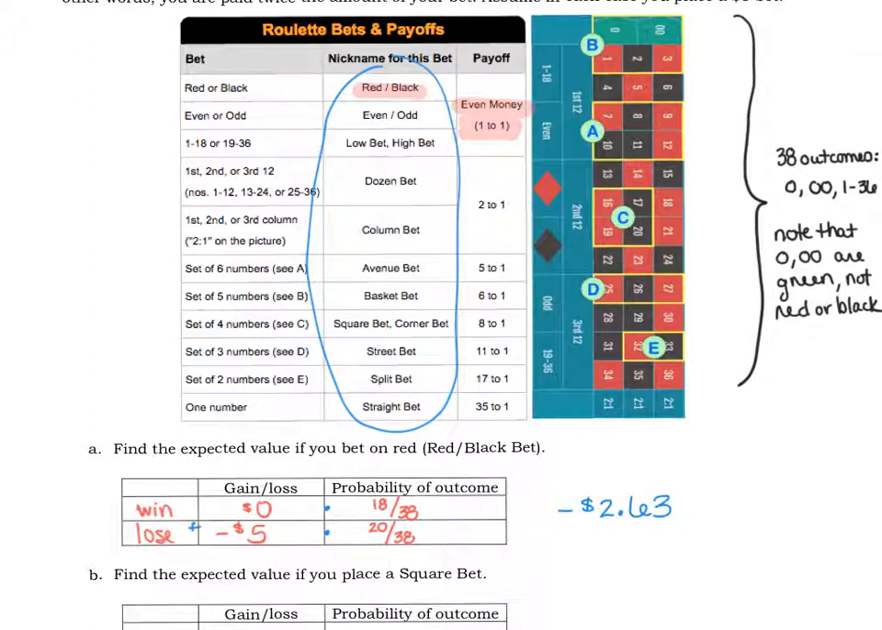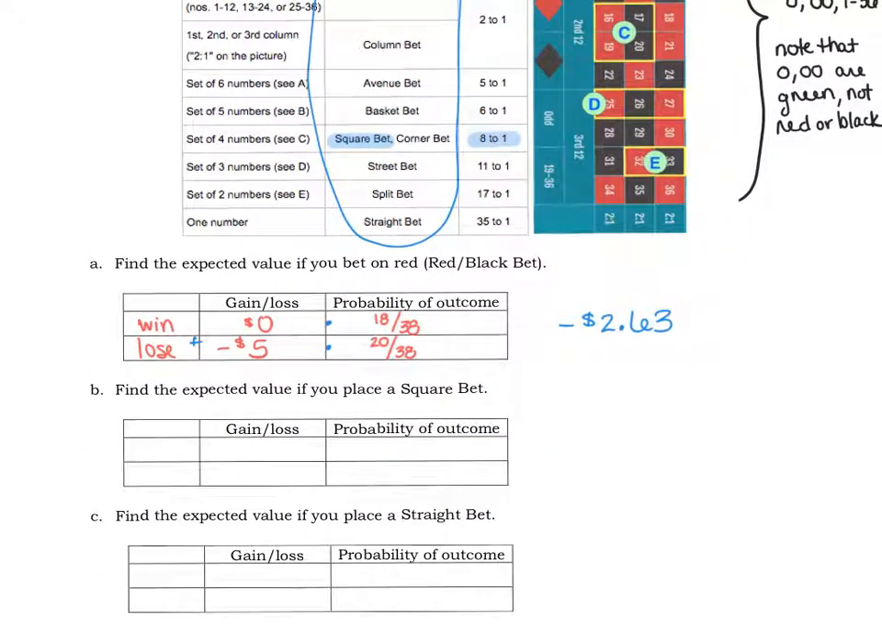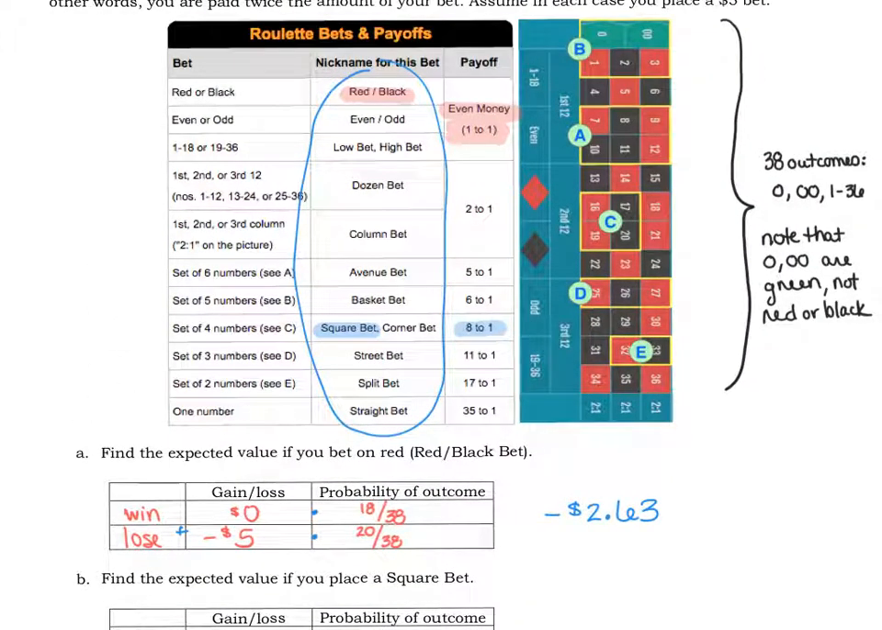Okay, the next one, we're going to look at placing a square bet. So square bet is right here. So if you win, you're going to win at an 8-1 ratio. And that's also like C here, if you look at C. So notice what's happening with your square bet is you are placing your chip like in part C, you're placing it in 4 corners. So you're actually betting on 4 of the numbers on the wheel. Okay, that's one of the things that we're doing as we go through that.